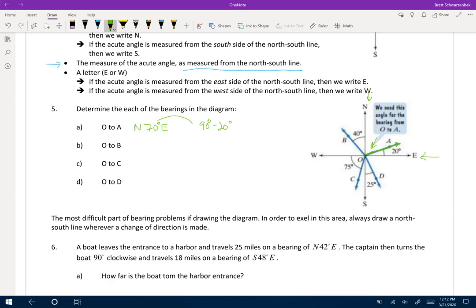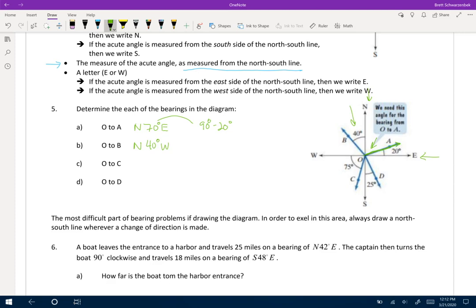So what about O to B? O to B looks like it's going in the northwest quadrant. So we have to decide what the angle is going to be. This angle of 40 degrees is actually being measured from the north-south line. If that's the case, then right away we know that itself is the measurement we're looking for. So we're at north 40 degrees west. It's kind of weird. Students struggle with it sometimes because they're so used to doing reference angles, but you can get used to it pretty fast.